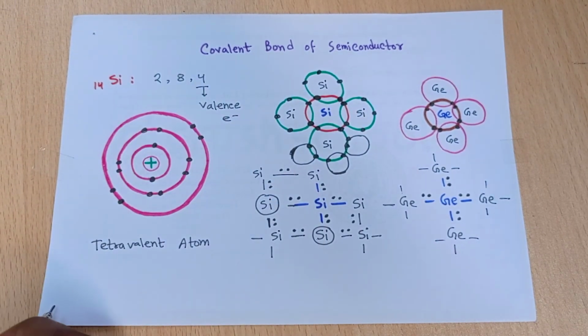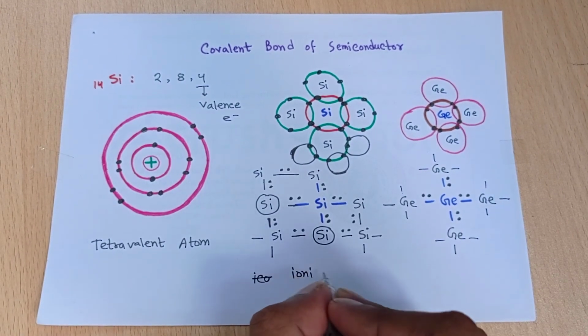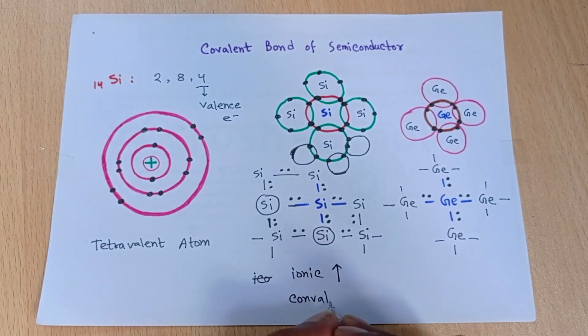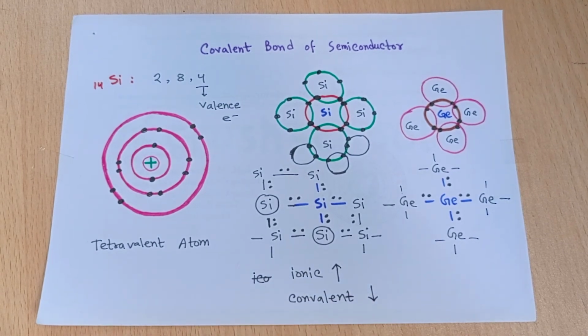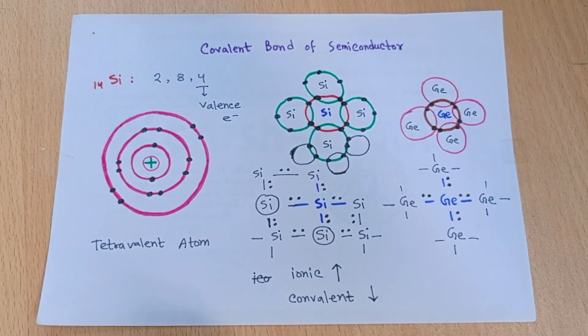And another thing that I want to share: the ionic bond is very strong. But the covalent bond is not as strong as the ionic bond. So we can easily break down these types of semiconductors, but we cannot easily break down ionic materials, because the ionic bond is very hard, but the covalent bond is weaker. So in that case, we know about the covalent bond of semiconductors.